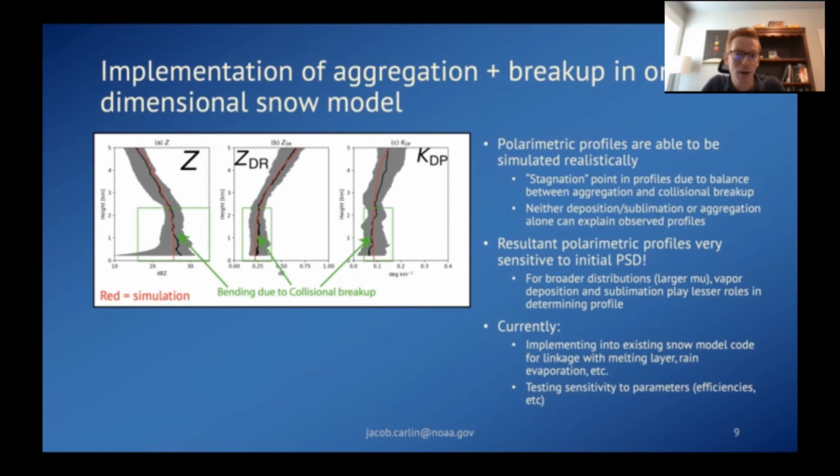We also found, perhaps unsurprisingly, that the resultant profiles were very similar to the initial size distribution of snow. So when we tested distributions that were much broader, where a lot of the mass was distributed among larger particles, the role that vapor deposition and sublimation played was really reduced, and the profiles were dominated by the effects of aggregation, rather. So we're currently working on implementing this into the existing model that has the melting layer, as well as testing sensitivity to parameters, like the collection and breakup efficiencies.